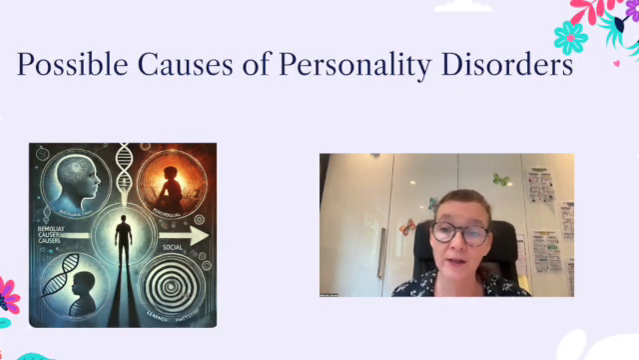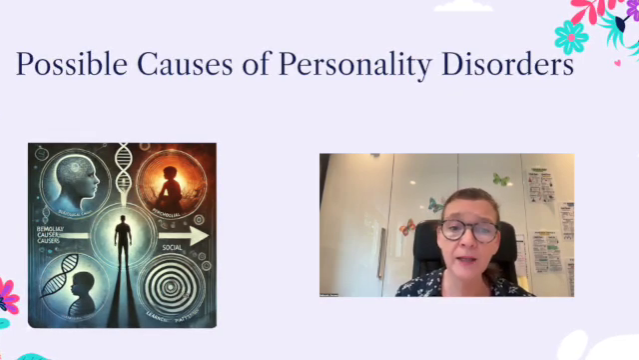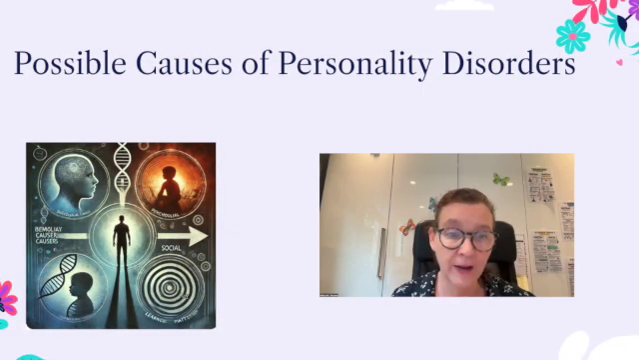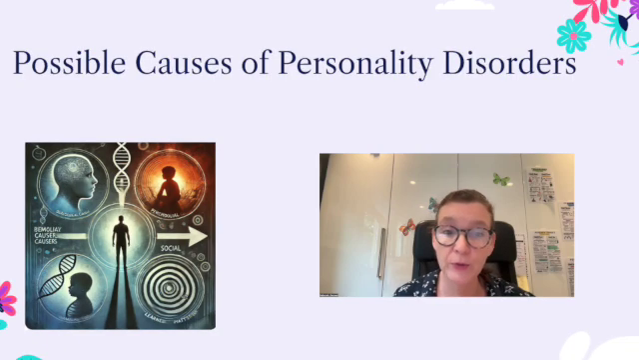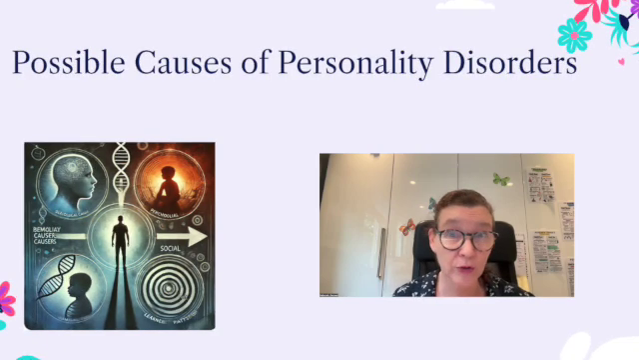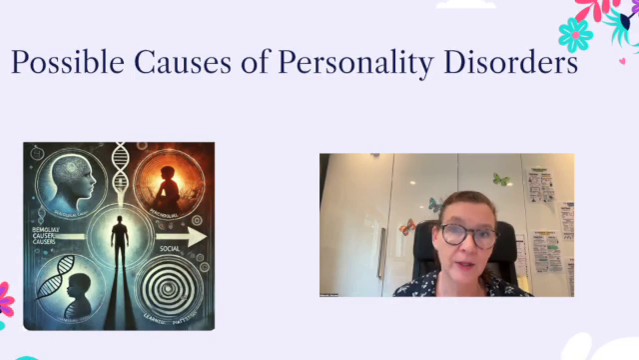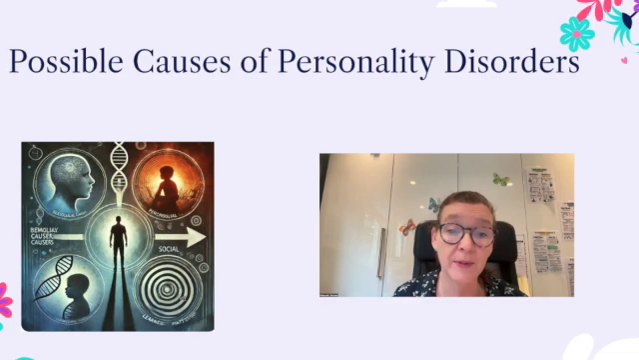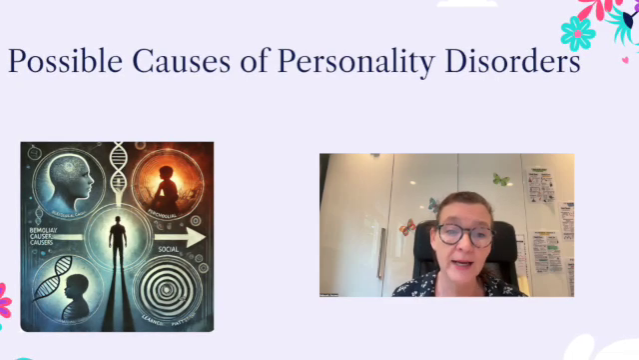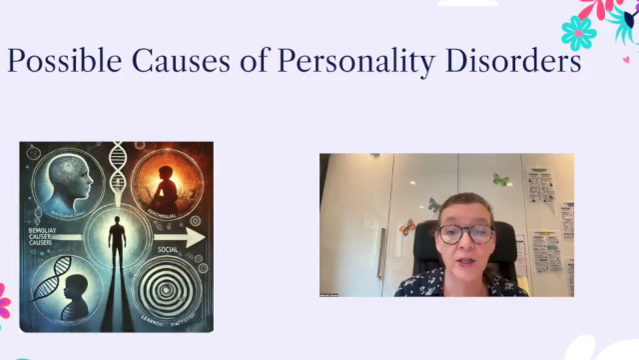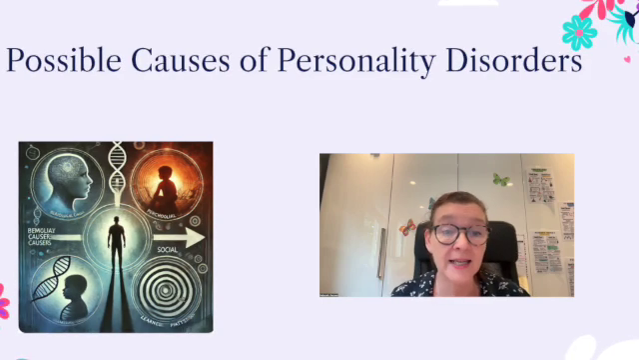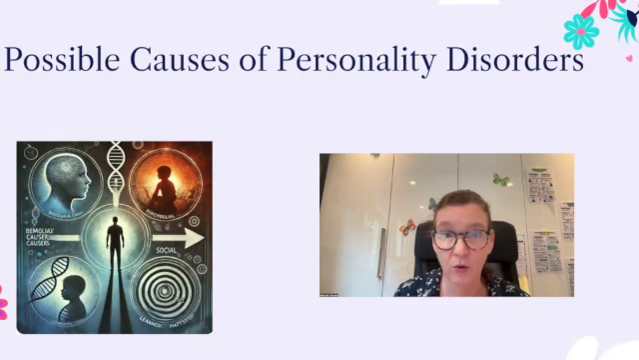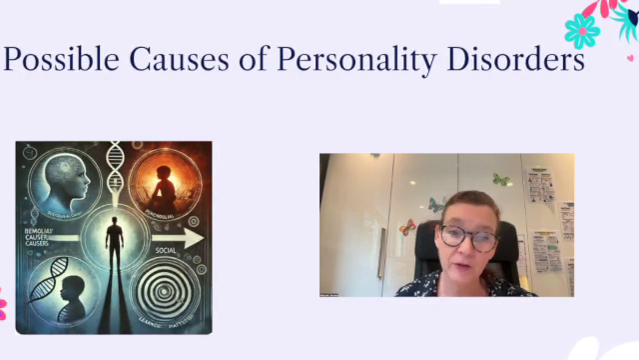Next one, social and cultural causes. Environmental and cultural factors also play a big role. Growing up in a dysfunctional family, for example, one marked by abuse or neglect or lack of emotional support, can seriously disrupt healthy personality development. On a broader level, cultural norms and societal pressures can shape behavior and expectations. For example, in some environments, emotional suppression or independence may be encouraged, which would contribute to certain personality traits being exaggerated over time. And lastly, behavioral causes.